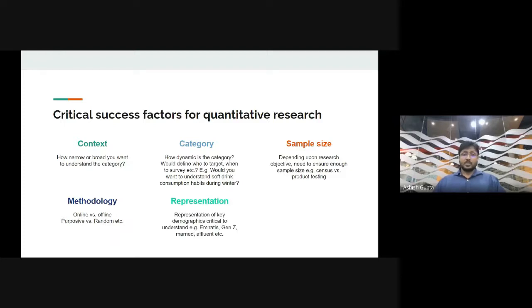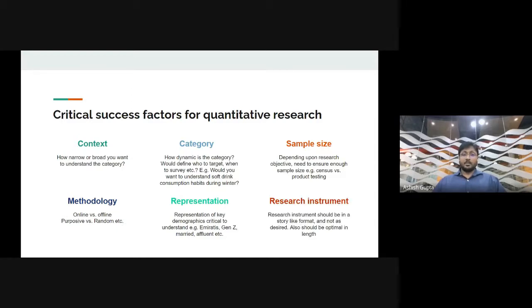The representation is also very key, right? Now, representation, I mean the key demographics that are very critical. For example, you want to understand Gen Z, or you want to understand certain behaviors just among married people, or you want to target affluent people, or you want to understand Emiratis for that matter, right? So depending on the research objectives, you need to make sure that you have enough representation of the key demographics that are critical to understand.